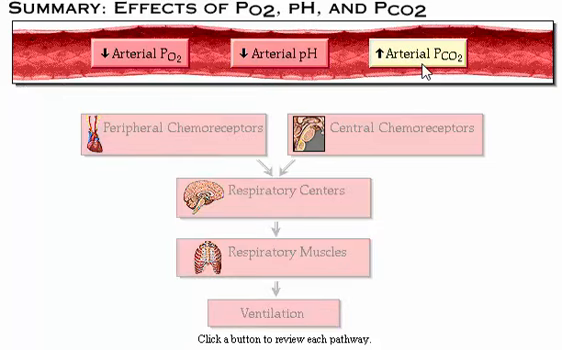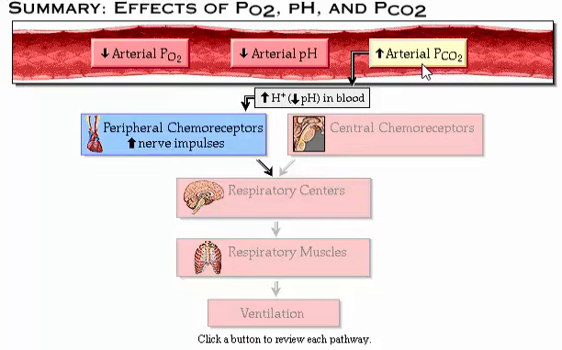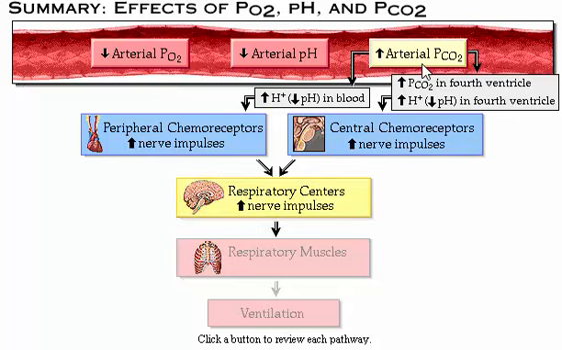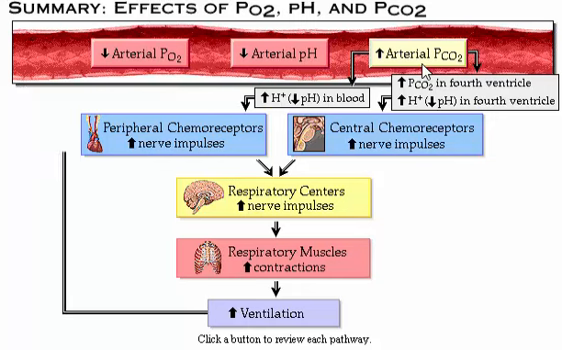An increase in PCO2 leads to a decreased pH in the blood, which stimulates the peripheral chemoreceptors to send more nerve impulses to the respiratory centers. In addition, the increased PCO2 leads to a decreased pH within the cerebrospinal fluid of the fourth ventricle. This stimulates the central chemoreceptors to send more nerve impulses to the respiratory centers. The respiratory centers send more nerve impulses to the respiratory muscles, which increase breathing rate and depth. More carbon dioxide is exhaled, returning the PCO2 and pH to normal levels.